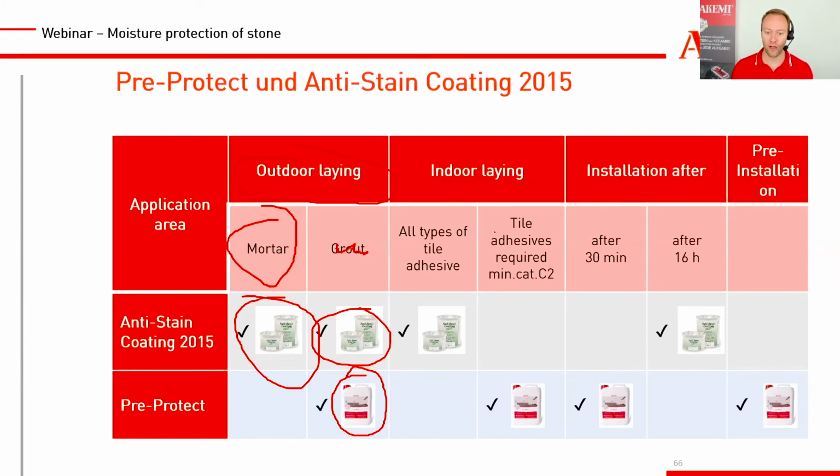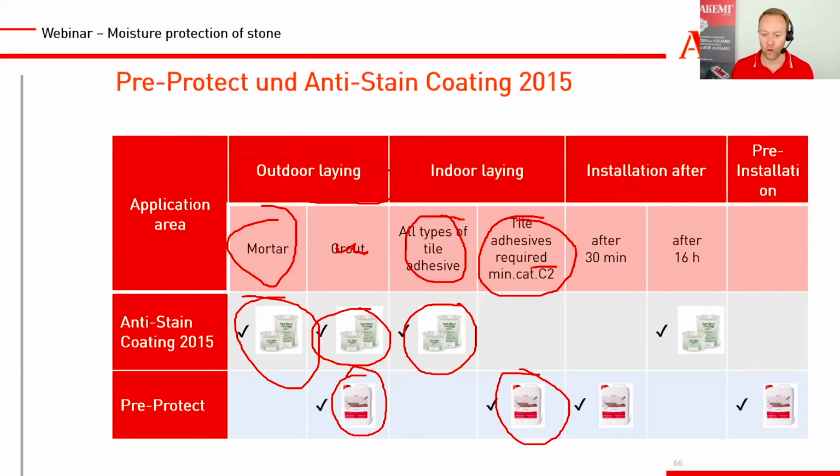If you go indoor, of course, anti-stain coating is always the number one to choose. You can use any tile adhesive here, it doesn't matter, especially when you go to bathrooms, spas, where you have big white marble slabs, you want the best protection, so please use anti-stain. You have the 100% protection. If you want to use the Pre-Protect because you want it a little bit faster, then you need tile adhesive with a quality C2. Installation after 60 minutes, after 30 minutes the Pre-Protect, and usually the next day, anti-stain coating.